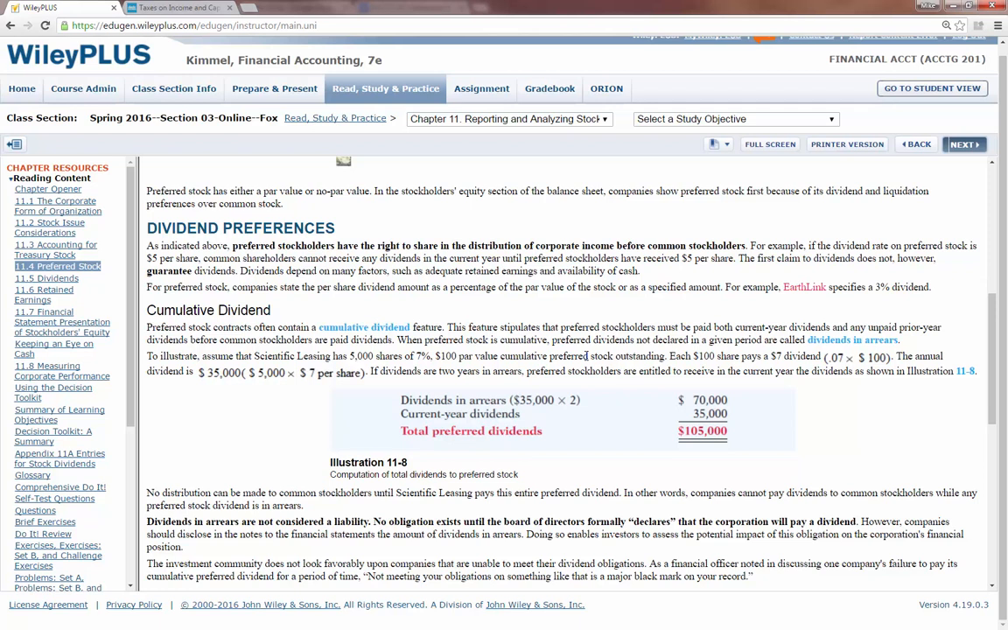So it wants you to recognize that dividends from previous years on the dividends in arrears add up, and then you subtract that out to figure out how much goes to the common stockholder. Make sure you can do that because, like I said, the practice test had a bunch of questions like that.